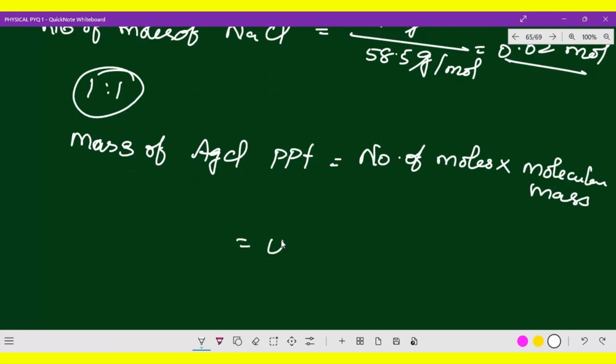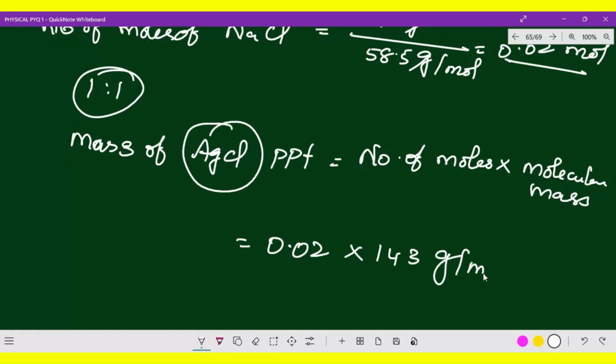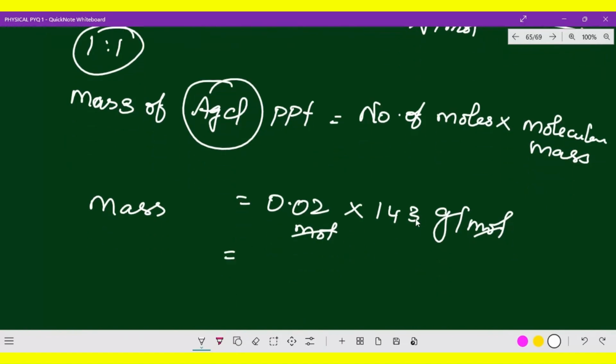So here actually 0.02 into the molecular mass of AgCl, it is 143 gram per mole. So what is the answer you will get? Here, number of moles is in mole, so this mole and this mole cancel. Given mass equals number of moles into molecular mass. The molecular mass of silver chloride is 143 only. Just check it, 143 only. So here you will get around 2.866, right?